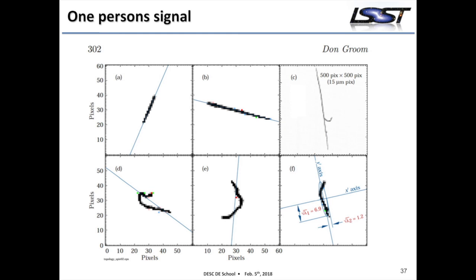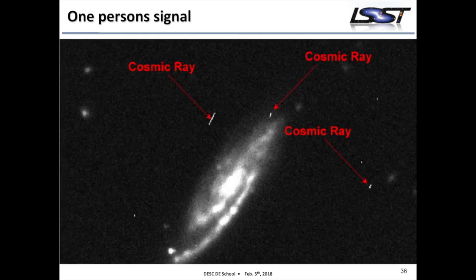What if there's a cosmic ray inside of that galaxy? How are we going to deal with that? Take another picture. Right? What is the probability that you're going to get hit by a cosmic ray, muon, or an electron in the same pixel twice on the same piece of the sky?